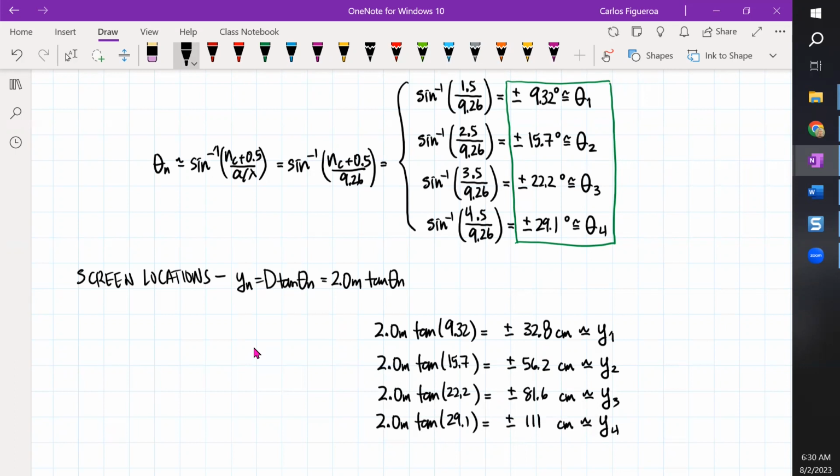So these are the approximate screen locations of the maxima. And again, this is all about yn equal to D tan θn.